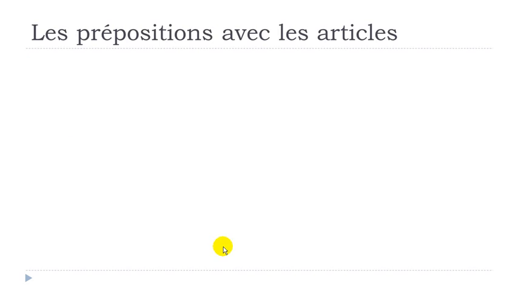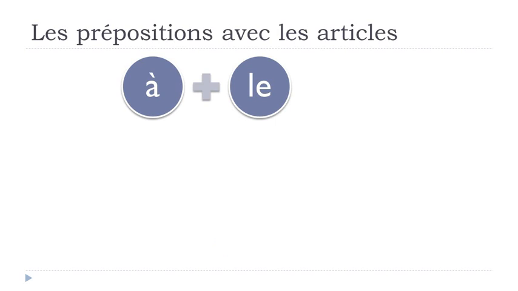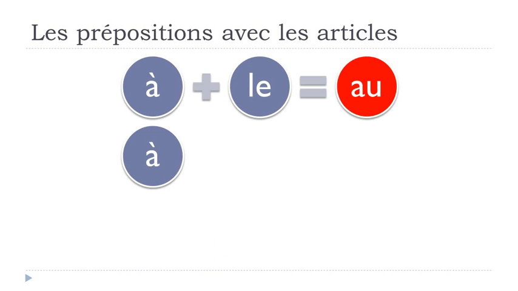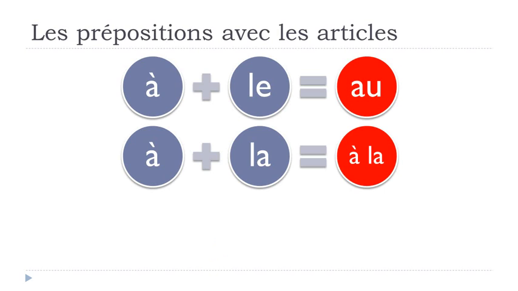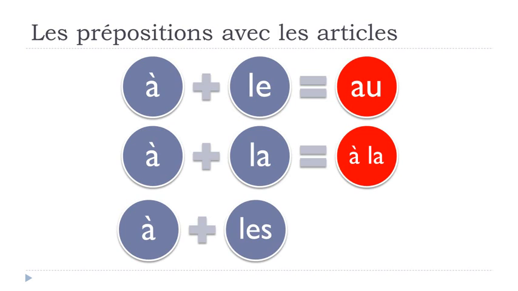So, if we want to make it clear, then we can say that à plus le will become au, okay? Then à plus la will stay the same, à la, it doesn't change at all. And then à plus les will become aux, but remember that phonetically it's "o". Okay, so that's the main thing that you should remember about this preposition à combined with the articles définis.